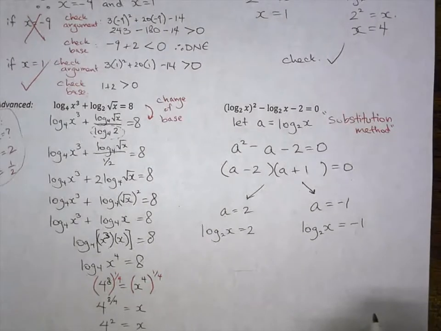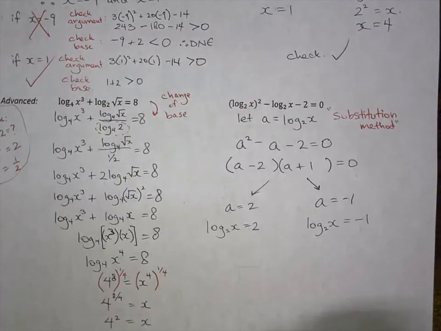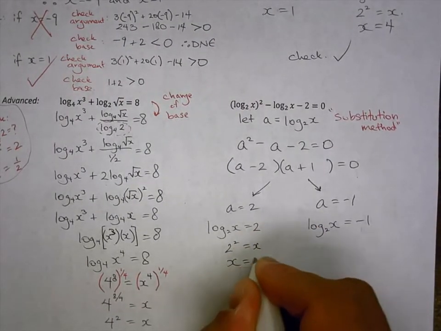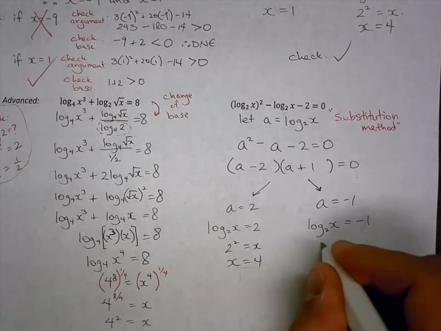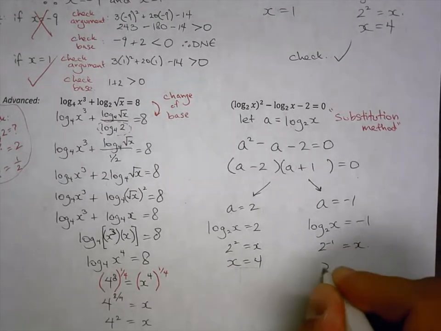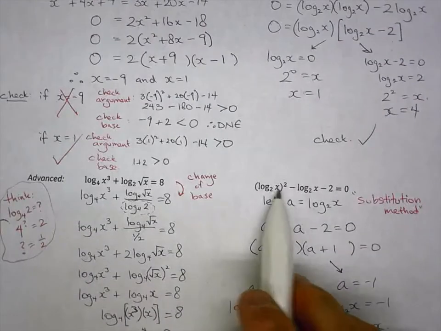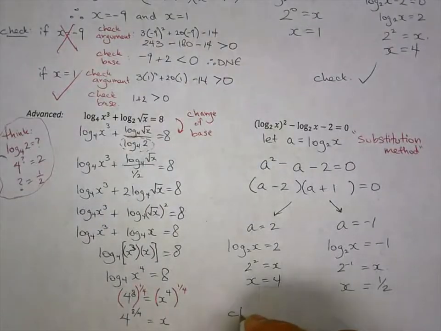Now I can solve these log expressions using the strategy we've been doing all day. 2 squared is equal to x, so I have x is equal to 4. 2 to the negative 1 is equal to x, so x is equal to half. Those are both positive, positive, positive. Everything works out. So I'm just going to do a quick check.